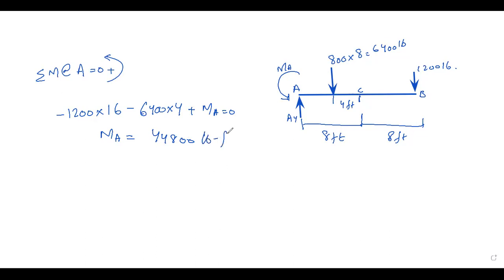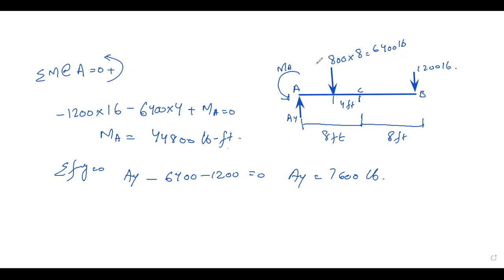Now the summation of forces in the direction of Y is equal to 0. So AY, upward positive, minus 6400 minus 1200 is equal to 0. So AY will be 7600 pounds. So this is the value of AY, 7600 pound, and the moment at A is 44800 pound feet. Now we have to draw the shear force and bending moment diagram for the following figure.